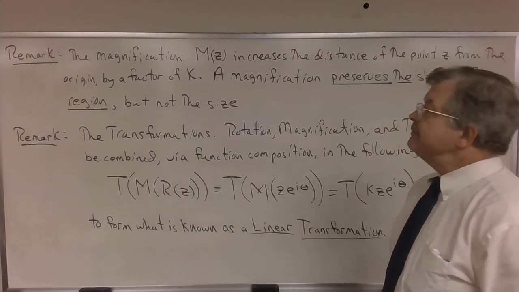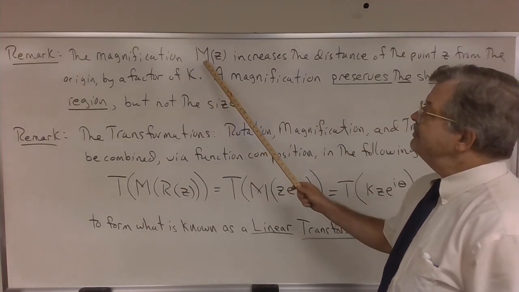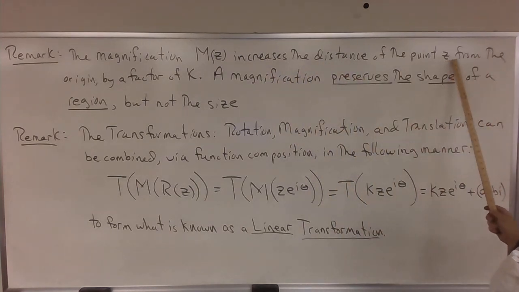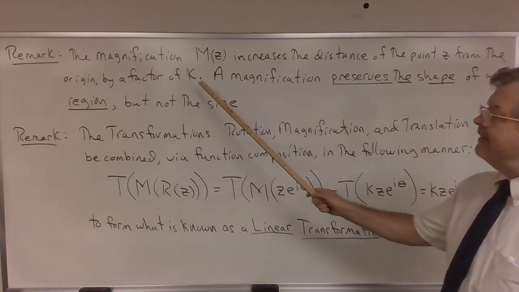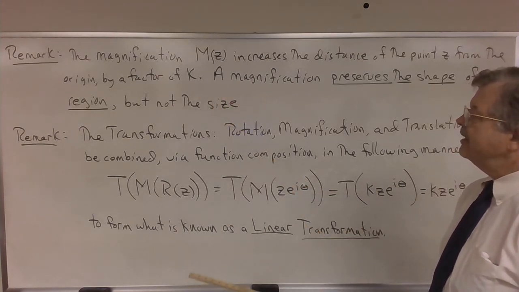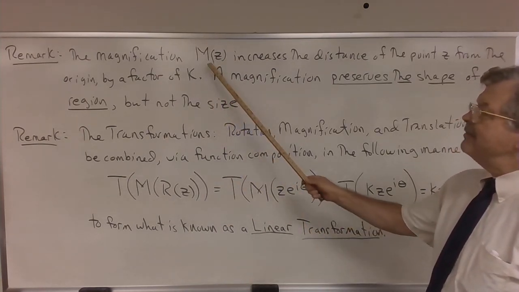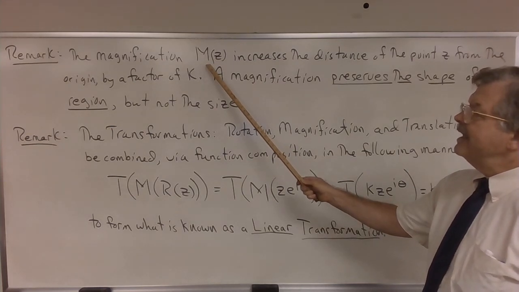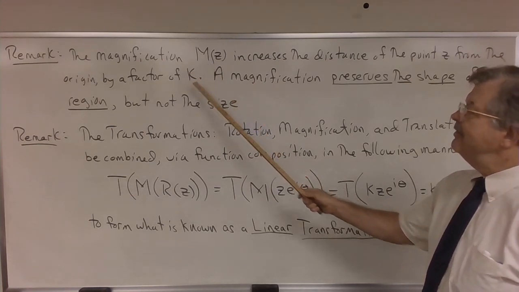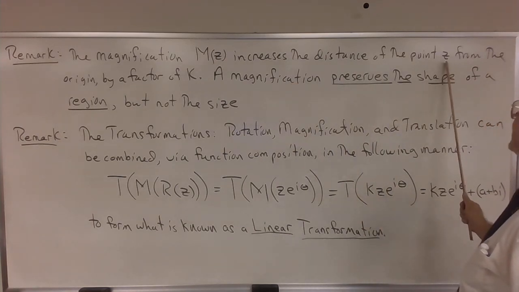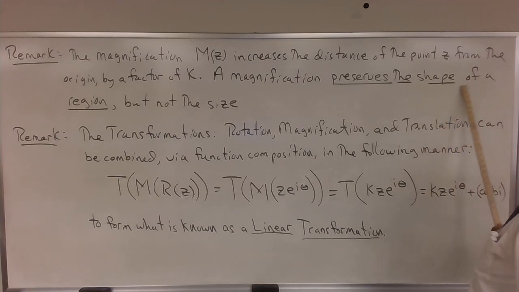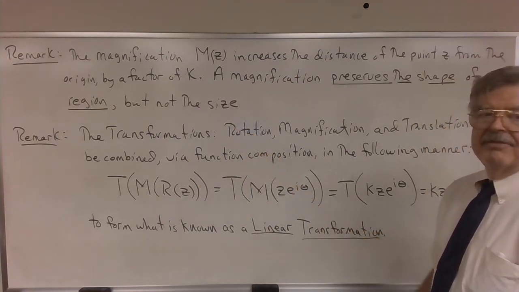Just to reiterate, the magnification m of z increases the distance of the point z from the origin by a factor of k. So in other words, the distance of m of z from the origin is k times the distance of z from the origin. A magnification preserves the shape of a region, but not the size.